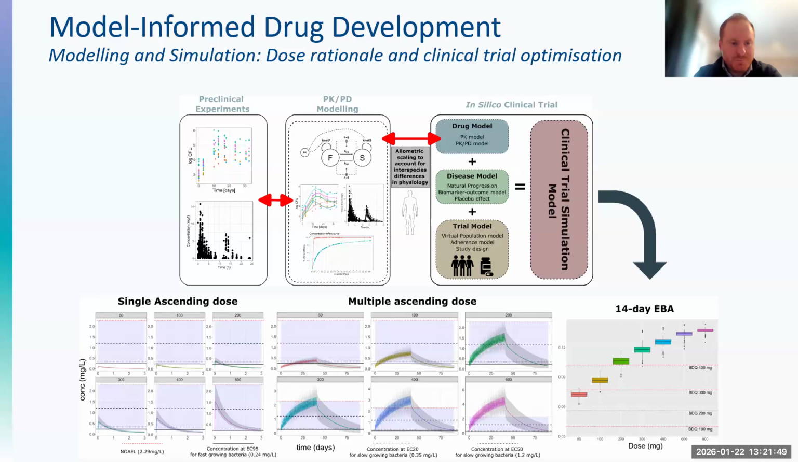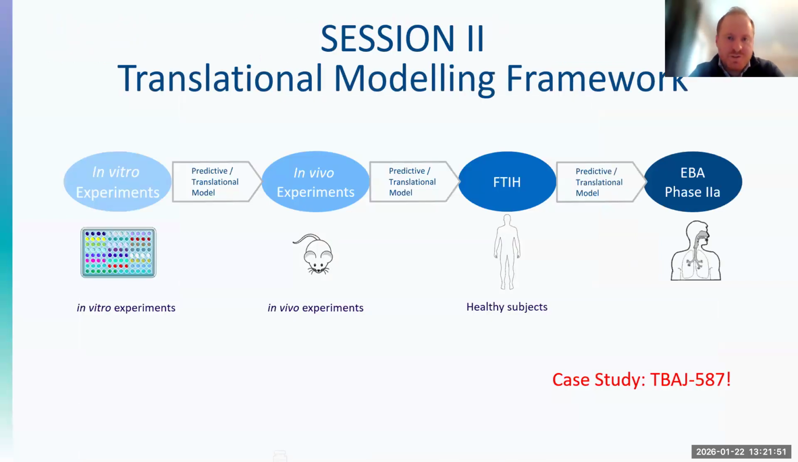Thank you, Alessandro. So moving on to the second session, which regards a representative case study for this translational modeling framework. In this particular case, we have TBAJ-587 to show this translational framework from the in vivo preclinical space into early clinical development, regarding phase 1 as well as early bactericidal activity phase 2A studies.